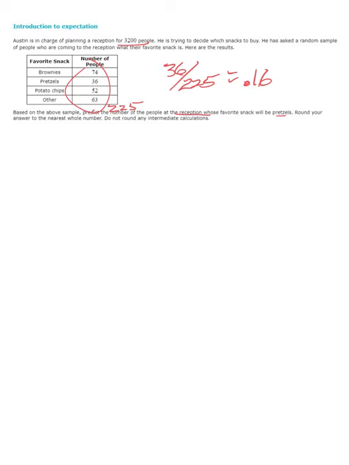So what he's going to think is, all right, well, I got 3,200 people coming. I'm going to expect about 16% of those to like pretzels as well, which would be about 512 people looking for some pretzels that day. That would be 16% of 3,200. There you go, that's how you're going to do that one. 512, sorry.